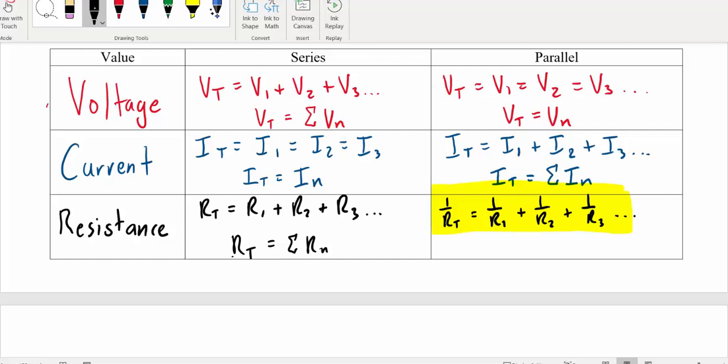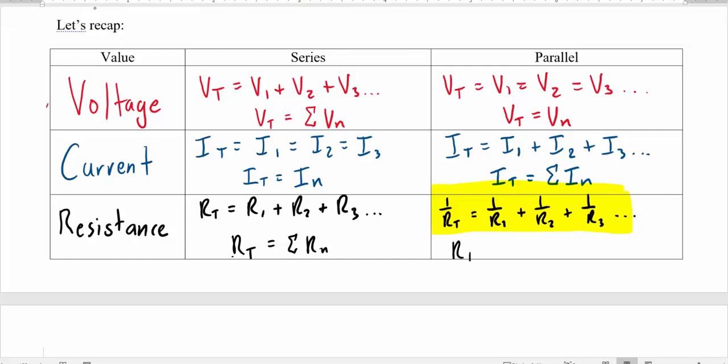I do want to point out there's another way to write this formula which might be more palatable for you, and certainly how we're going to put it in our calculator. We can write an inverse of something. So for example, 1 over RT, we can write that as RT to the negative 1.